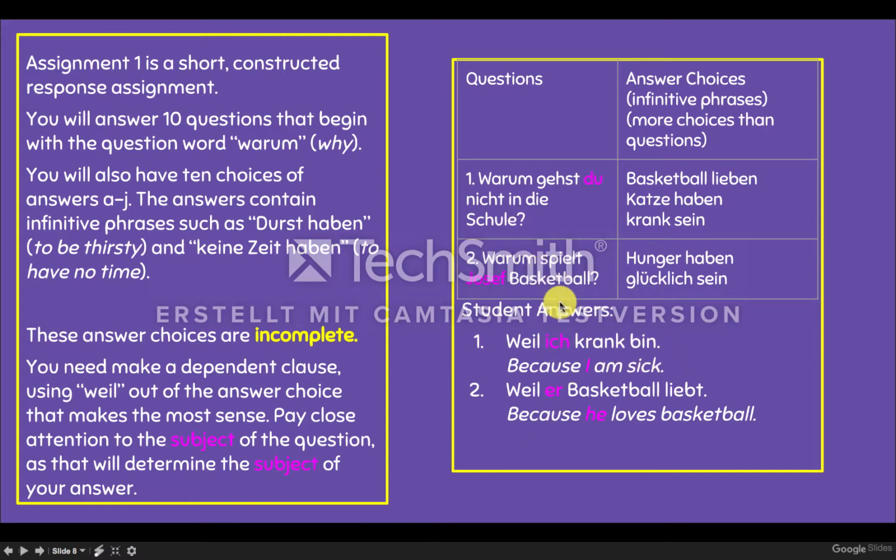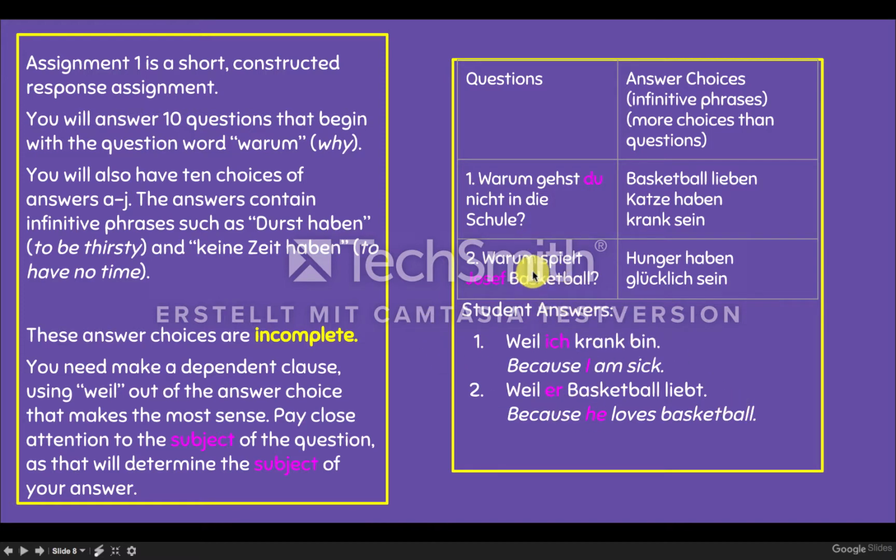I had to follow the word order rules. You're just making a dependent clause here, so it's not a complete sentence. But the word order is that we start with that conjunction weil, the subject comes close, and the verb, which is normally right in second position, is kicked to the end. So that's why bin is at the end and krank is before it.